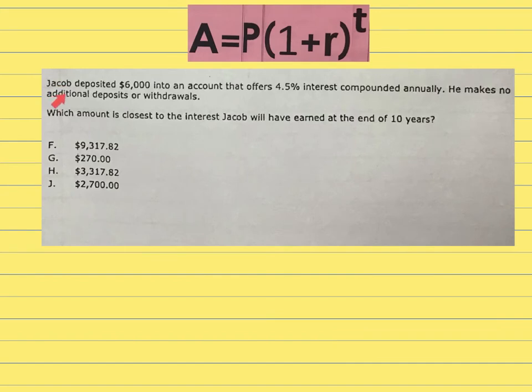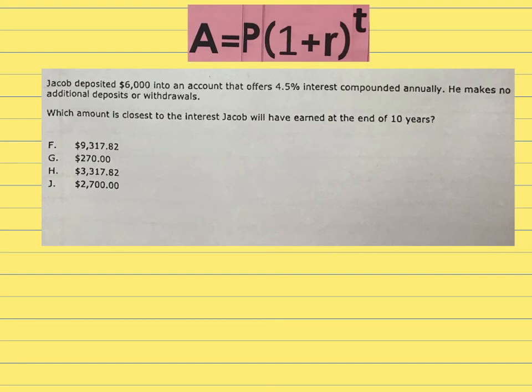Okay, let's try an example. This one says Jacob deposited $6,000 into an account that offers 4.5% interest compounded annually. He makes no additional deposits or withdrawals, so he adds no extra money or takes any away. Which amount is closest to the interest Jacob will earn at the end of 10 years?